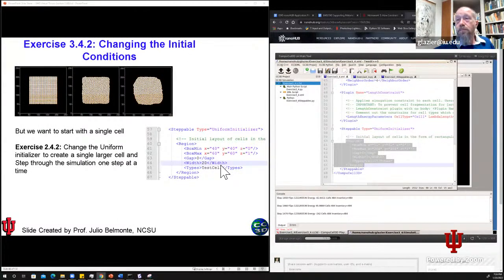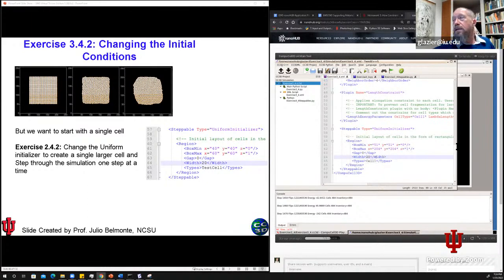Okay. And if things haven't worked, then perhaps it wasn't the best choice in the world. The next exercise was to change the initial conditions to make a single larger cell. So how could I do that? Well, I can just change the size of the cell to be 20, for example, here.